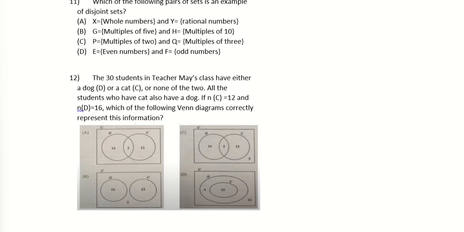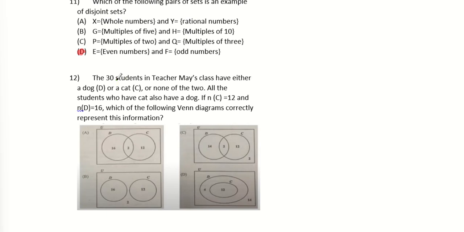D, even and odd numbers, they have nothing in common. Even and odd are two completely opposite terms, right? That is why the answer is D. They have nothing in common. Again, disjointed sets means it has nothing in common.